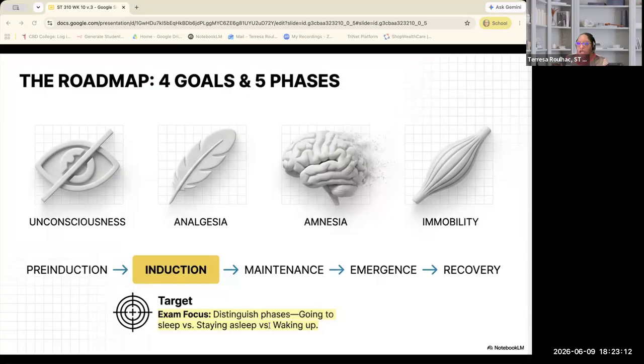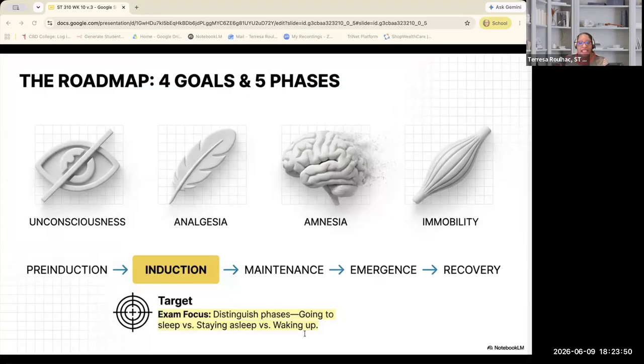The patient needs to be unconscious, free from pain, unable to remember the procedure, and able to remain still during surgery. Those 4 goals work together to create the safest possible environment for both the patient and the surgical team. Now, if you look at the timeline on this particular slide, you'll see the journey the patient takes through anesthesia. We start with pre-induction, where the patient is being prepared.